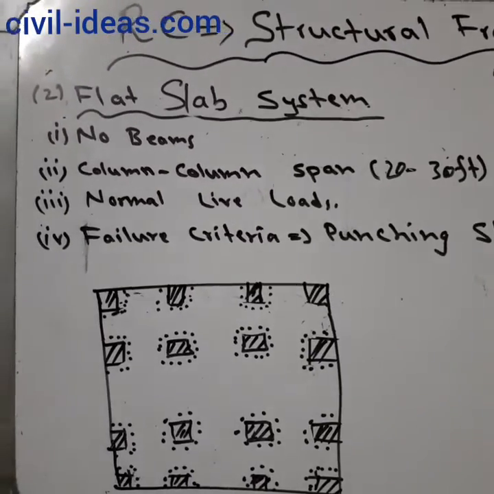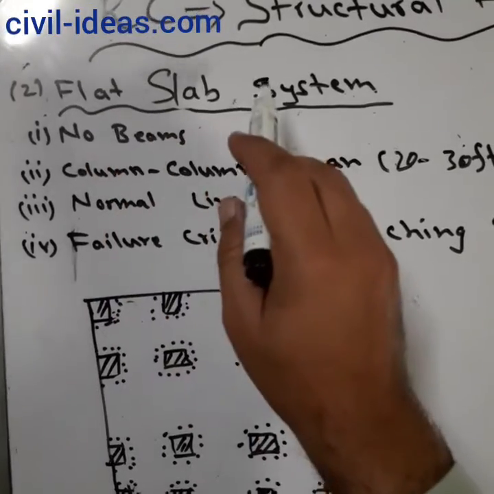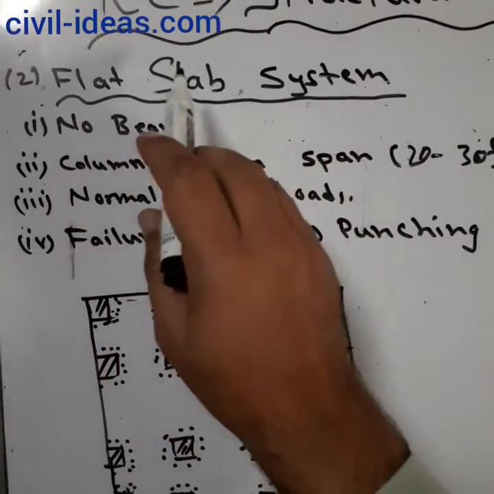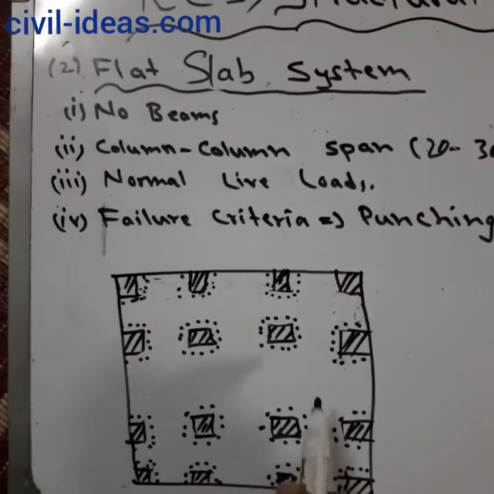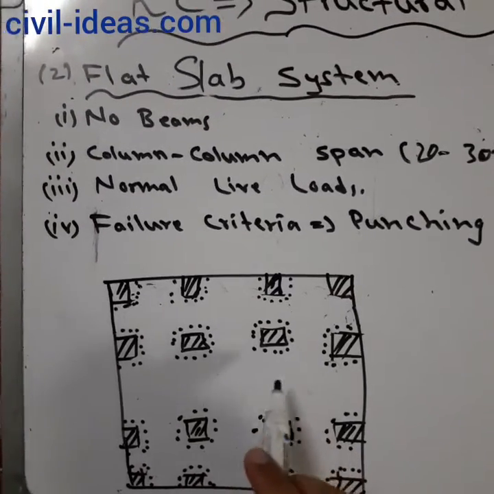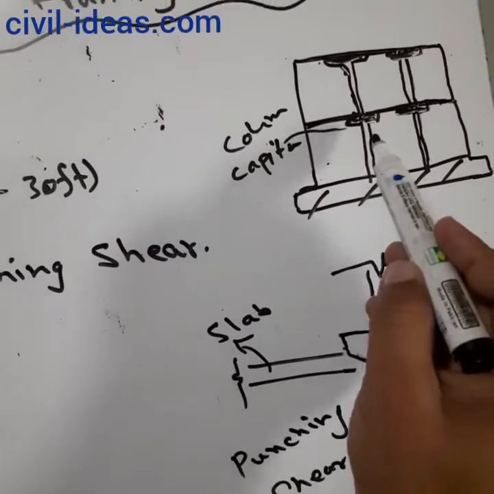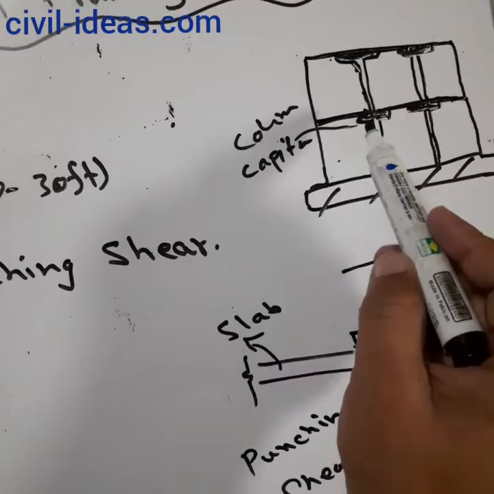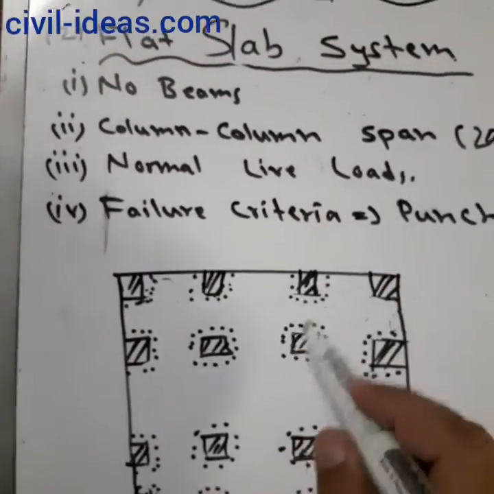So this is the second type of slab system. It is called the flat slab system, and the first one was the flat plate system. This is the flat slab system. The only difference is that it is provided with a column capital. This is the column capital, where the column head is normally made thick near the slab. So this is the column capital, and there is no beam.